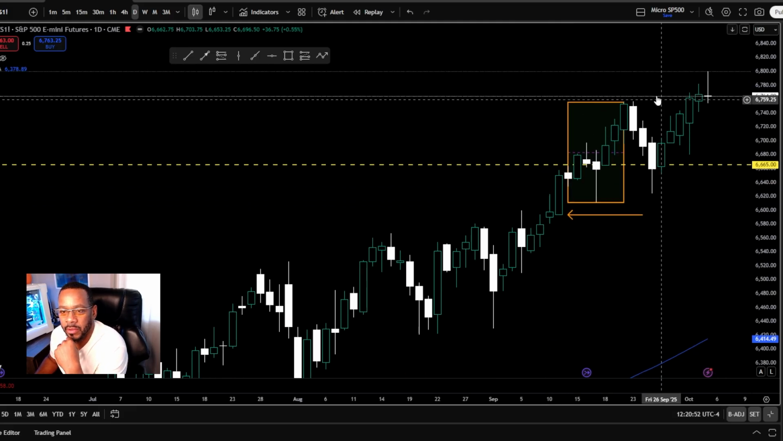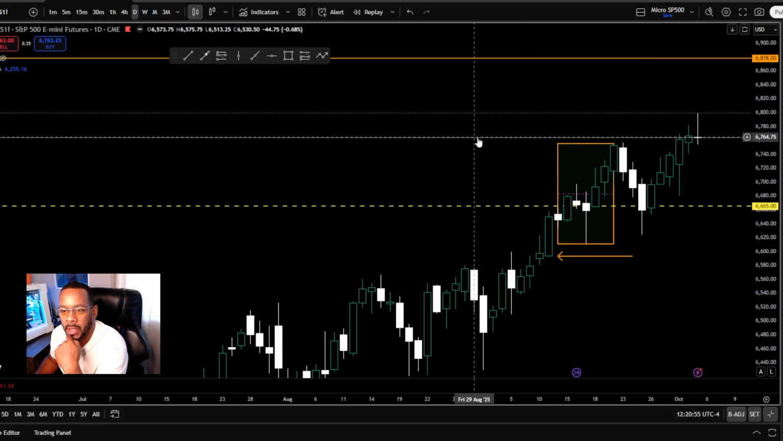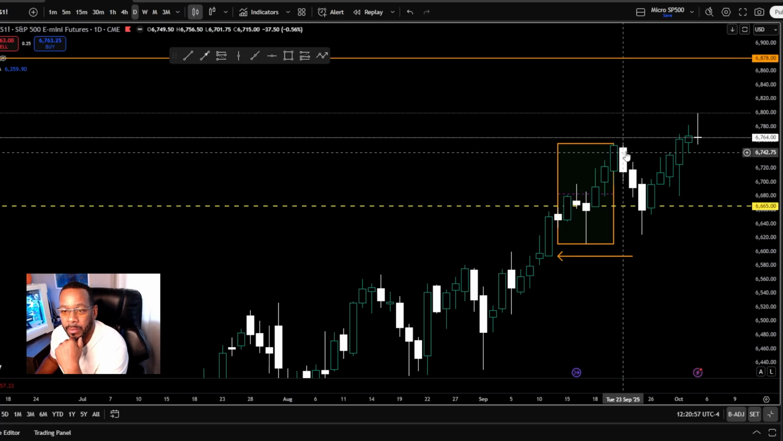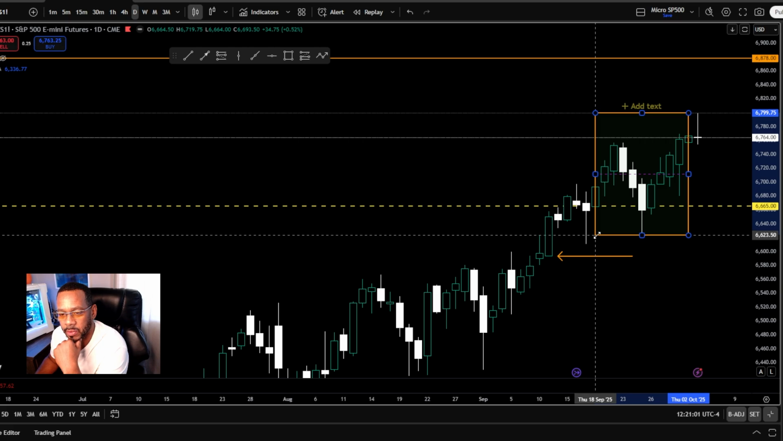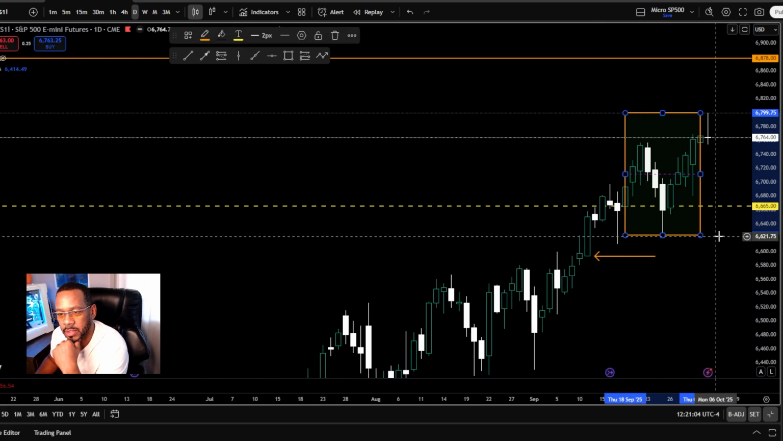This is based off of the overall move of the market. However, we got a break of structure and price is up. We can go ahead and move this. This is our new range right here. Just hasn't moved too far from the previous low.